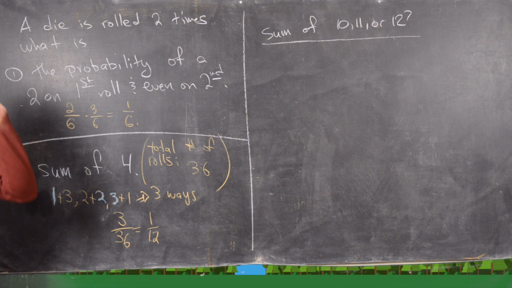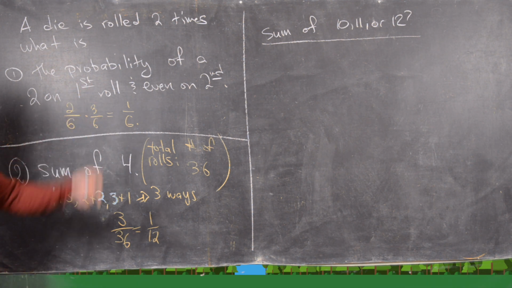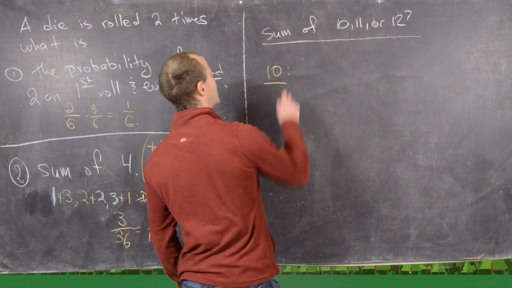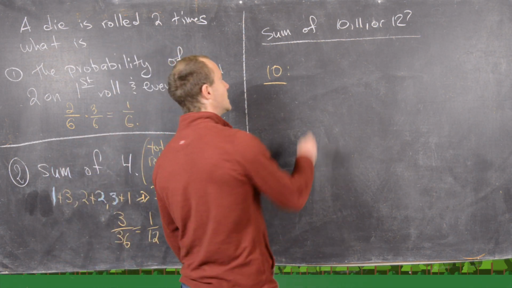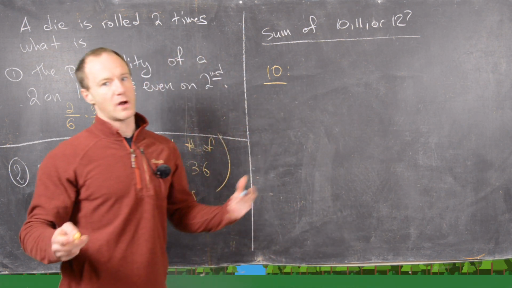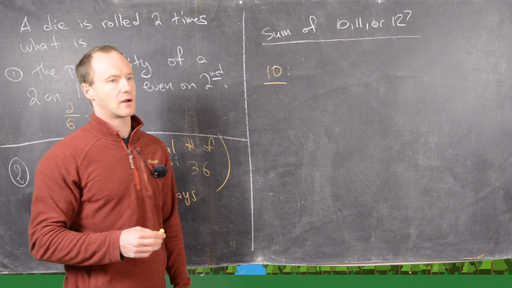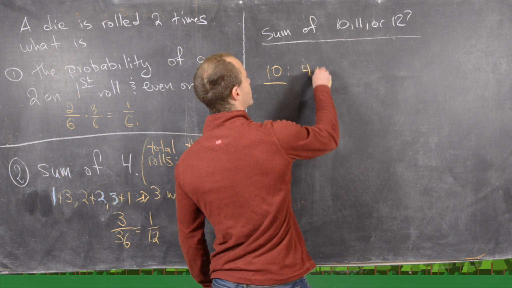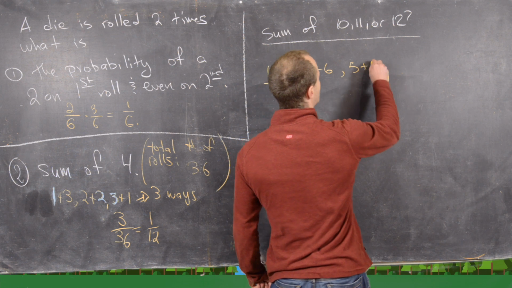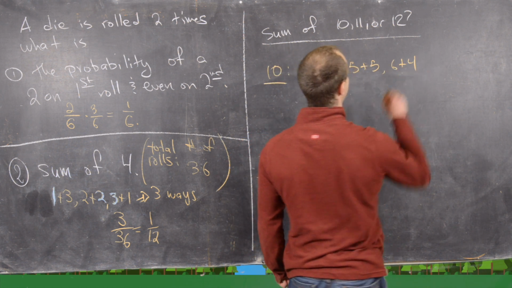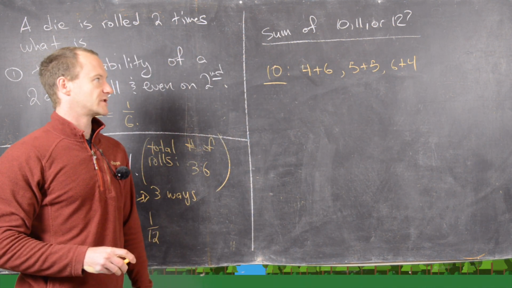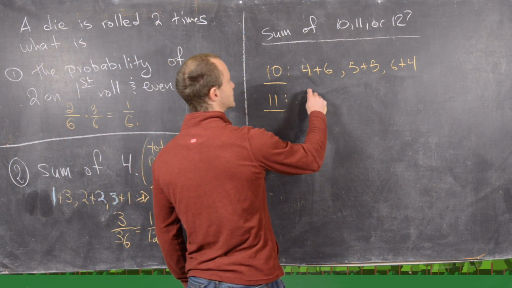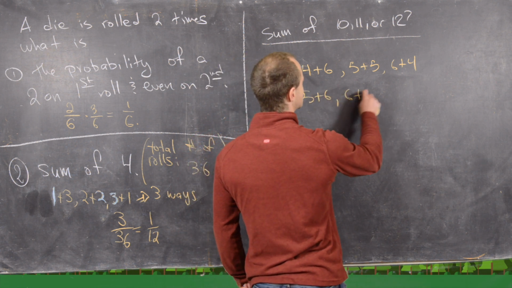Okay, great. Now we're going to essentially do the same thing again, but for 10, 11, and 12. Let's start with 10. You might think, well, 1 plus 9, but you can't roll a 9 on one die. So you have to start with 4 plus 6, 5 plus 5, or 6 plus 4. Those are the ways of getting a 10. Now let's look at the ways of getting 11. There's 5 plus 6, or 6 plus 5.